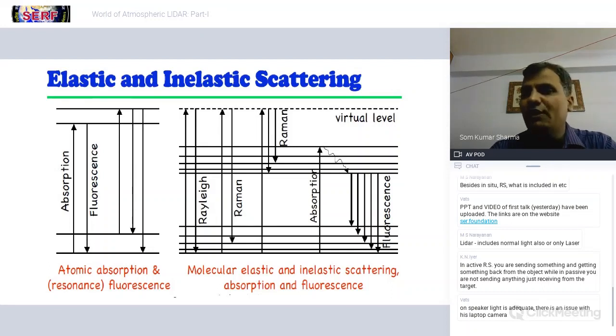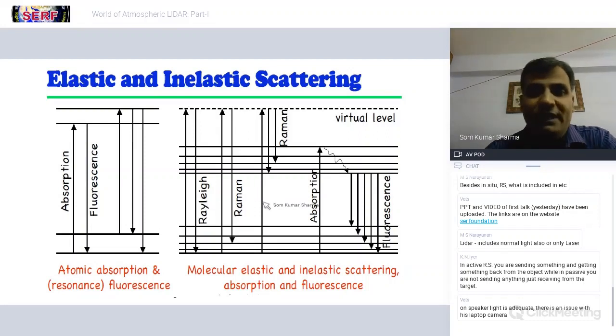So E is equal to hc by lambda. The wavelength which is transmitted, the same or a similar wavelength, is scattered back. That is Rayleigh scattering. Another scattering is Mie scattering. Mie scattering takes place from bigger particulate matter like aerosols and dust, etc. I will describe that in detail later. That is also an elastic scattering. There is no change in wavelength in Rayleigh scattering and in Mie scattering.